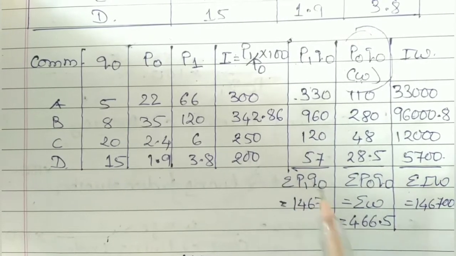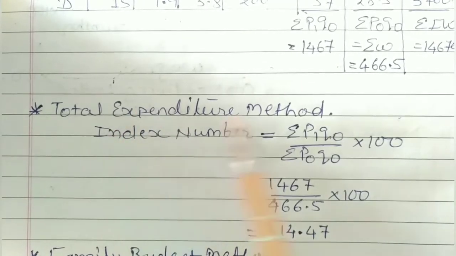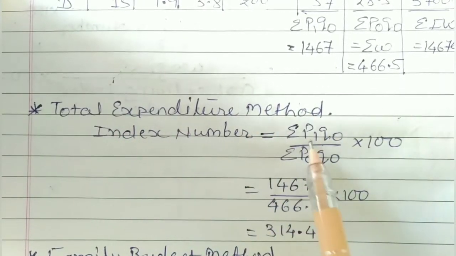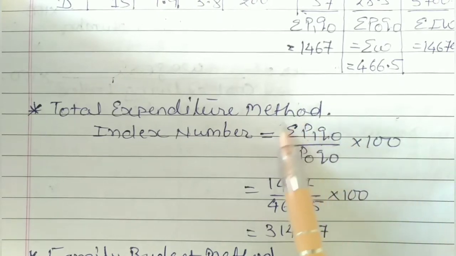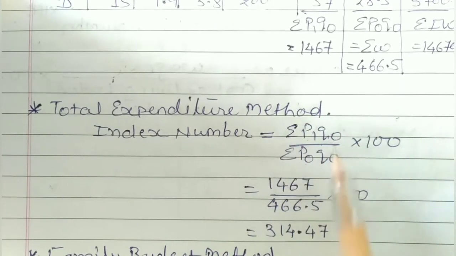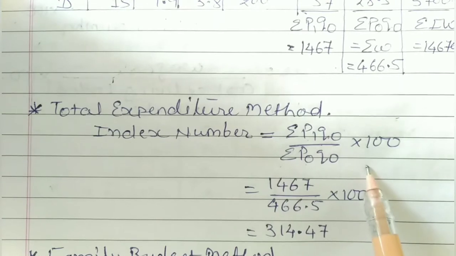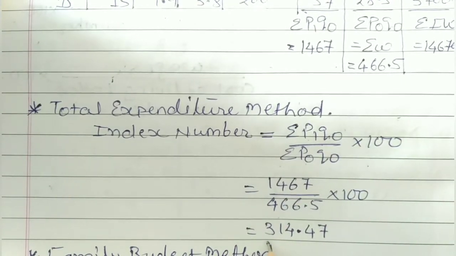Let us apply this in the formula. First of all, to find out by the total expenditure method, the index number is sigma P1 Q0 upon sigma P0 Q0 into 100. You are supposed to prepare your formula on the basis of the information given to you. That is sigma P1 Q0 upon sigma P0 Q0 into 100. By applying the values, the answer comes to 314.47.